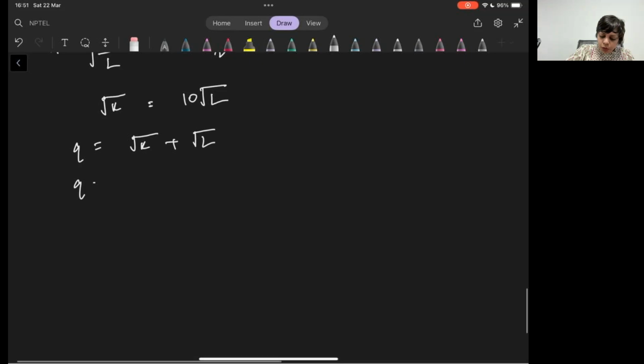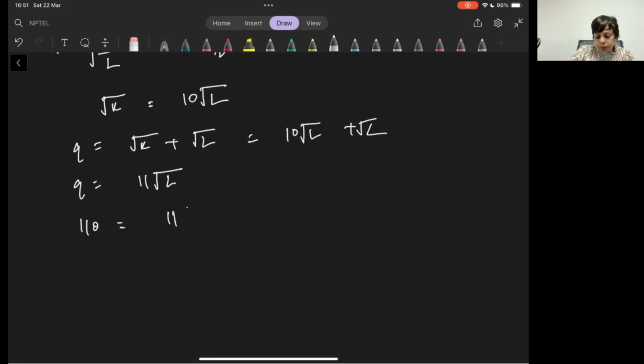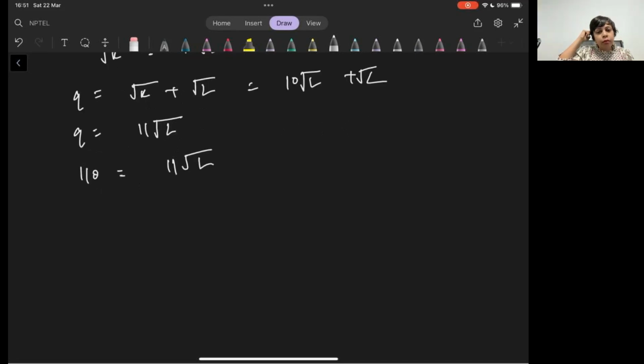So Q is equal to 11 root L. If you want, you can just expand this here, 10 root L plus root L. Q is equal to 110. We are given 110. 110 is equal to 11 root L. You divide 110 by 11, you get 10. Therefore, you square both sides, you get L is equal to 100.